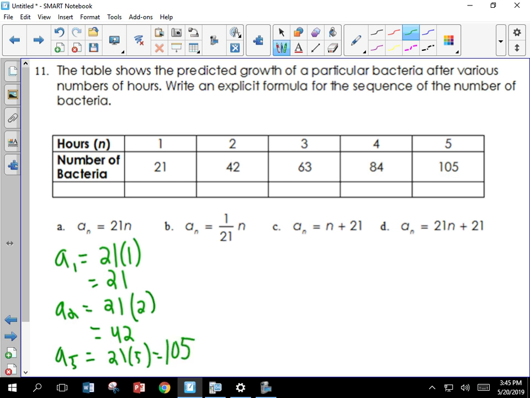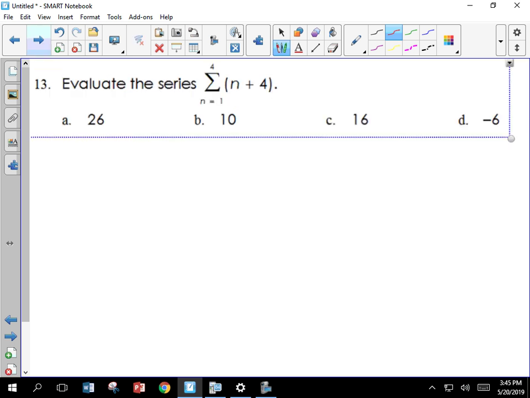Just to show you an example of one that wouldn't work, so you can kind of see it. If I would have plugged 1 in for this one, I would have gotten 1 plus 21, which equals 22, and I'm trying to get this answer right here. And when I plugged in 1, I did not get 21, so that's not a possibility. So our answer is A.